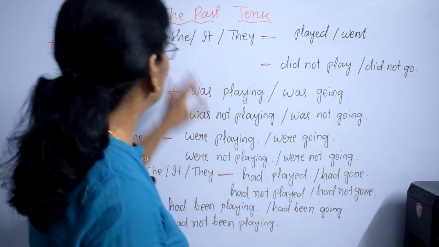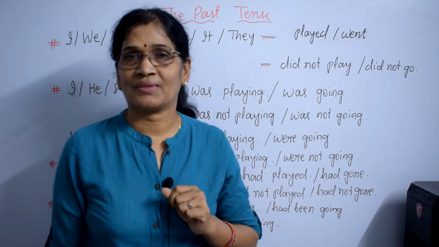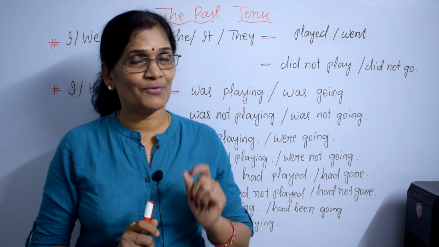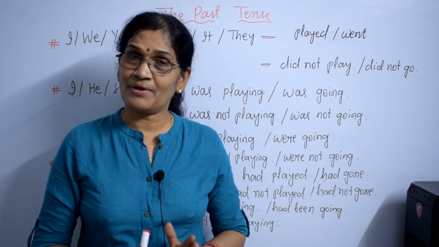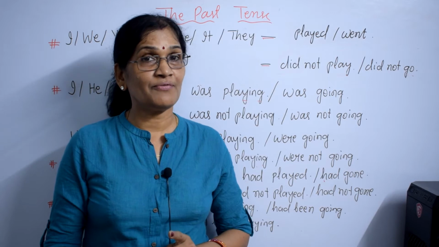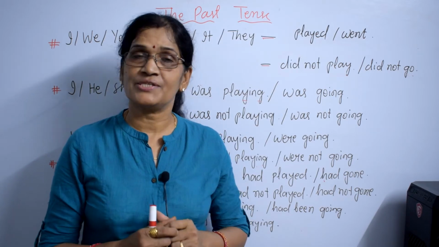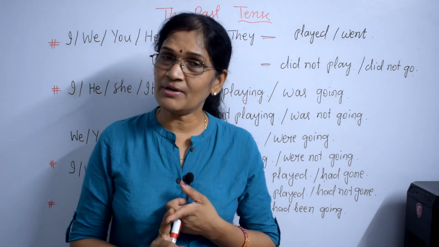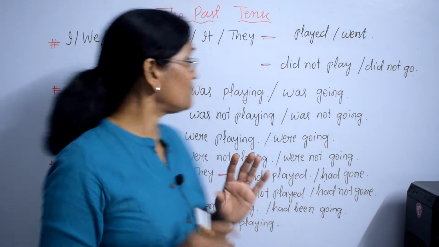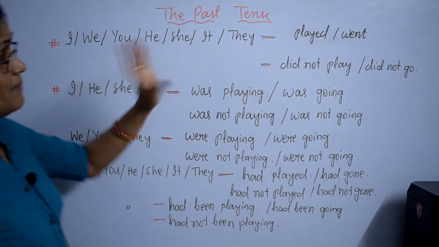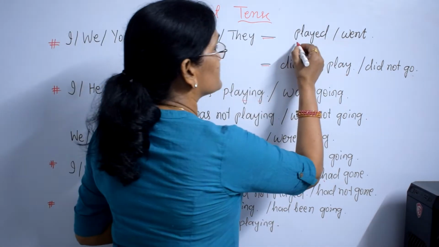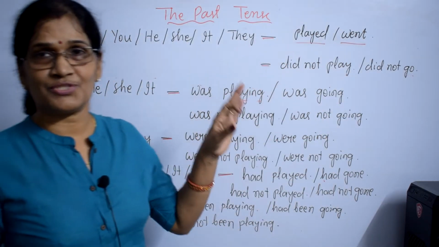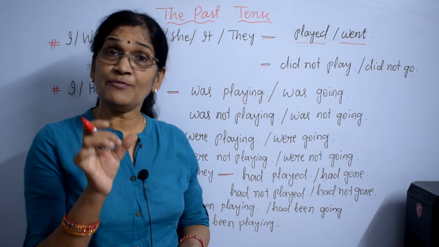Let's learn the past tense. You remember tense means the most important part is the verb. We have to identify the verb. We have to recognize verbs. If you understand verbs, there will not be any difficulty to get tense. First we notice the verbs. Played, went. What kind of verbs are those? Those are second form of verbs.